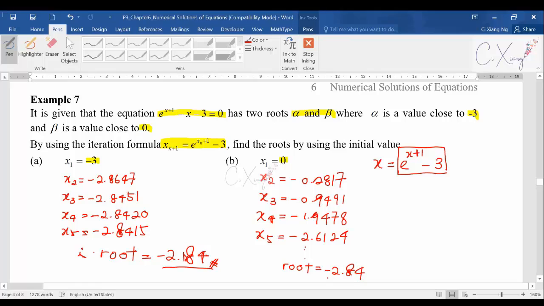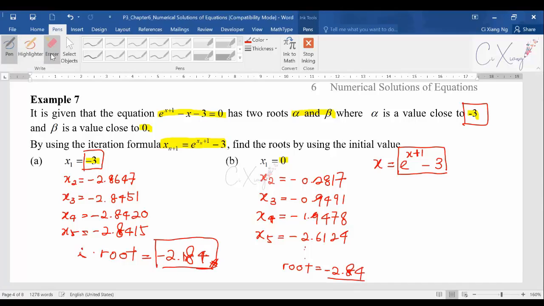Alright, so this kind of question will not be asked in the exam generally, but it is just for us to do some discussion. Okay, so from here you see when the root one value is close to negative 3. So when you use the initial value equal to negative 3, then you will see that the root that you get is negative 2.84. Alright, so negative 2.84, which is quite true because negative 2.84 is close to negative 3.